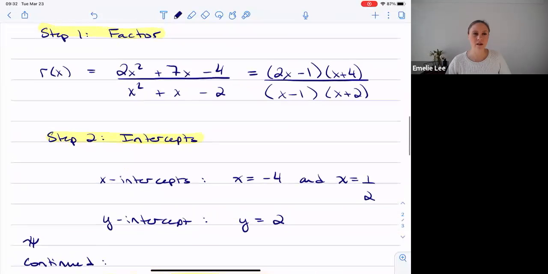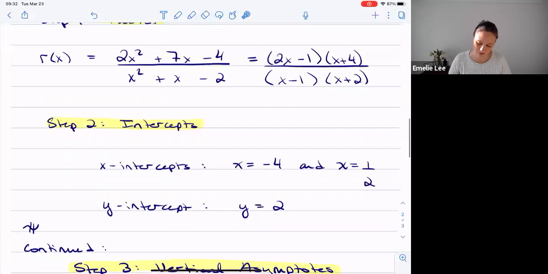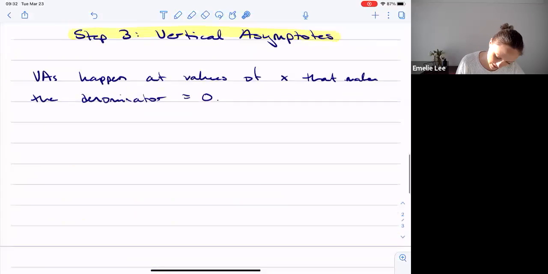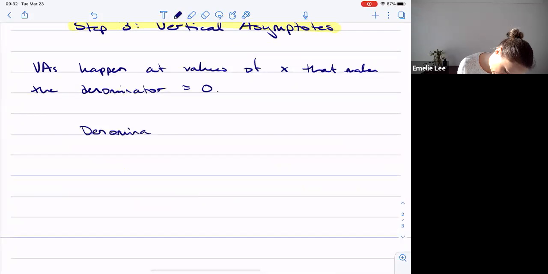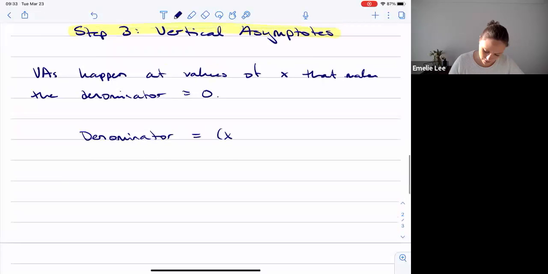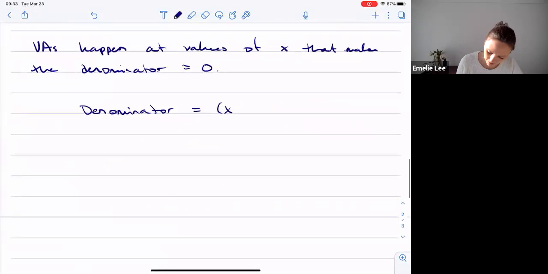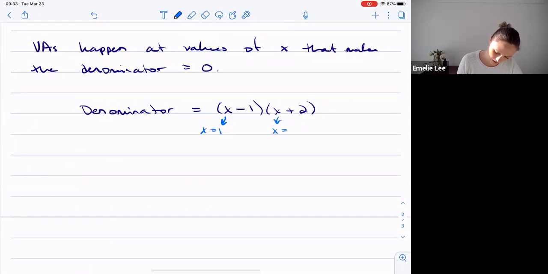So good thing we have the denominator factored already, right? Because now we see the denominator is x minus 1 times x plus 2. If you wanted to skip the factoring, you would still have to factor to find your x-intercepts and then factor to find your vertical asymptotes. It's just easier to get the factoring over with, but either way you're going to have to do it. So the denominator in our case is x minus 1 times x plus 2. What does this mean? It means that at x equals 1 and at x equals -2, we have these vertical asymptotes.